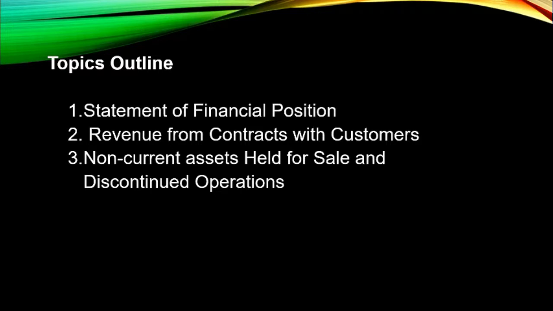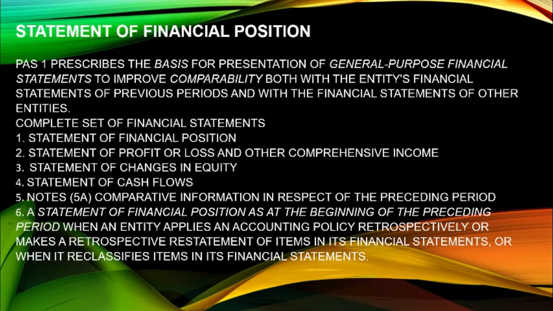Now we go to the outline of the topics. We have 3: statement of financial position, or what we call the balance sheet, revenue from contracts with customers, and non-current asset held for sale and discontinued operation. So we go now to statement of financial position.